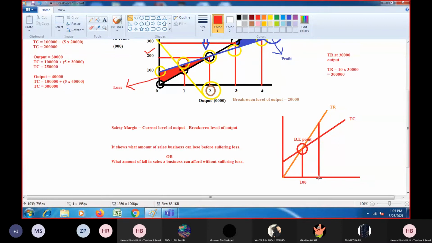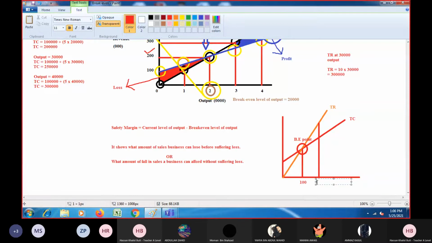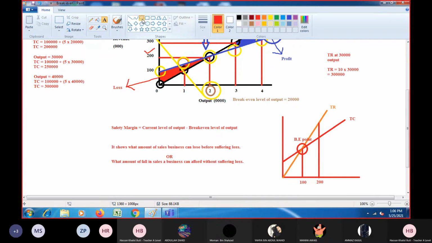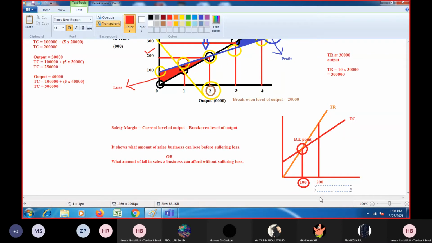Now, for example, the business is currently producing at this level. I'm just assuming it, okay? So let's say the business is producing at this level, and this is, let's say, 200. So you can see the business is actually earning some amount of profit, because 200 is above the break-even level of output, which, as you know, is 100, because at this level total revenue is equal to total cost. But this is the current level. This is the break-even level, 100, and this is the current level. Current level means right now the business is producing at this level of output.